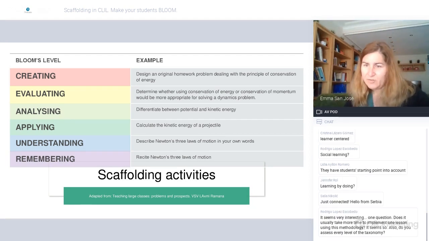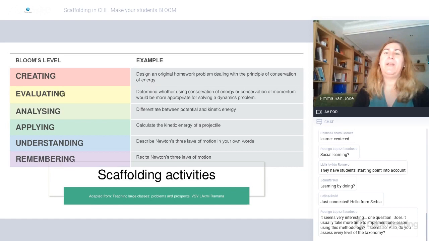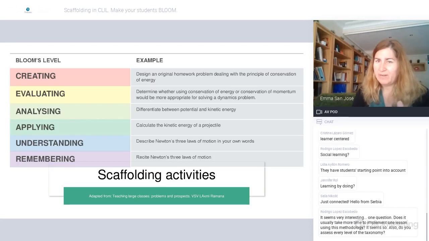Yes, okay. Does it usually take more time to implement one lesson using this methodology? It seems so. Okay. Yes and no. Depends, because some people work, like if you're doing CLIL, pure CLIL session, you're going to be designing your own modules. So you're in control of the time. Okay. If you're using textbooks, then it's up to you to simply organize what you're going to do before what. And if between one thing and the other, you need to include something else.